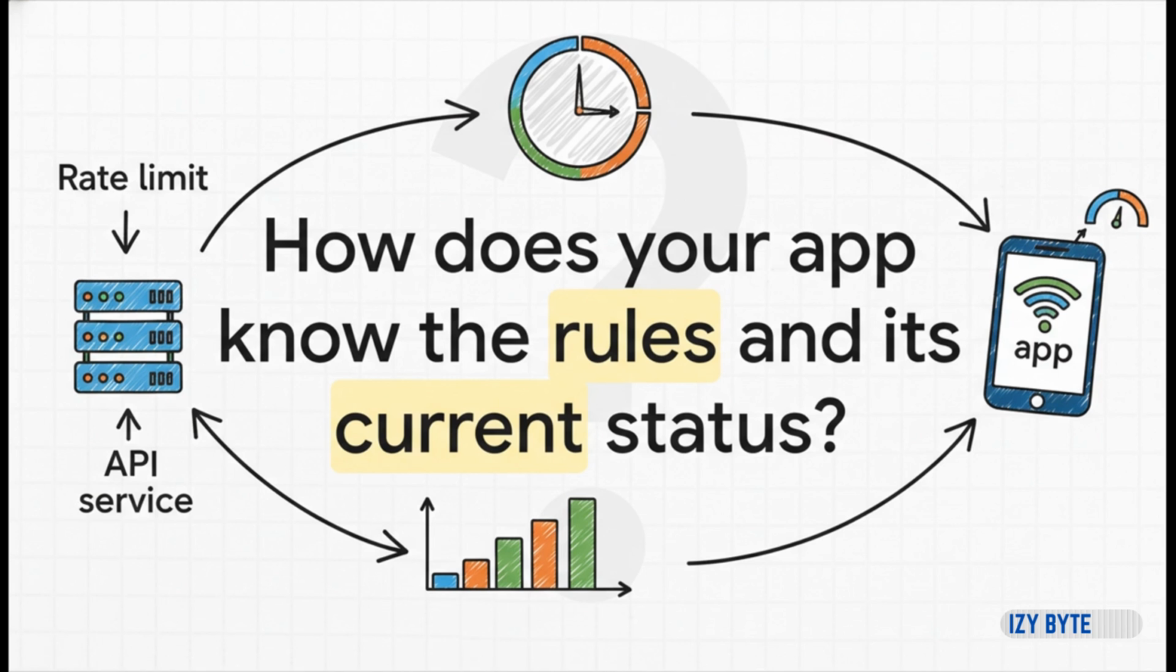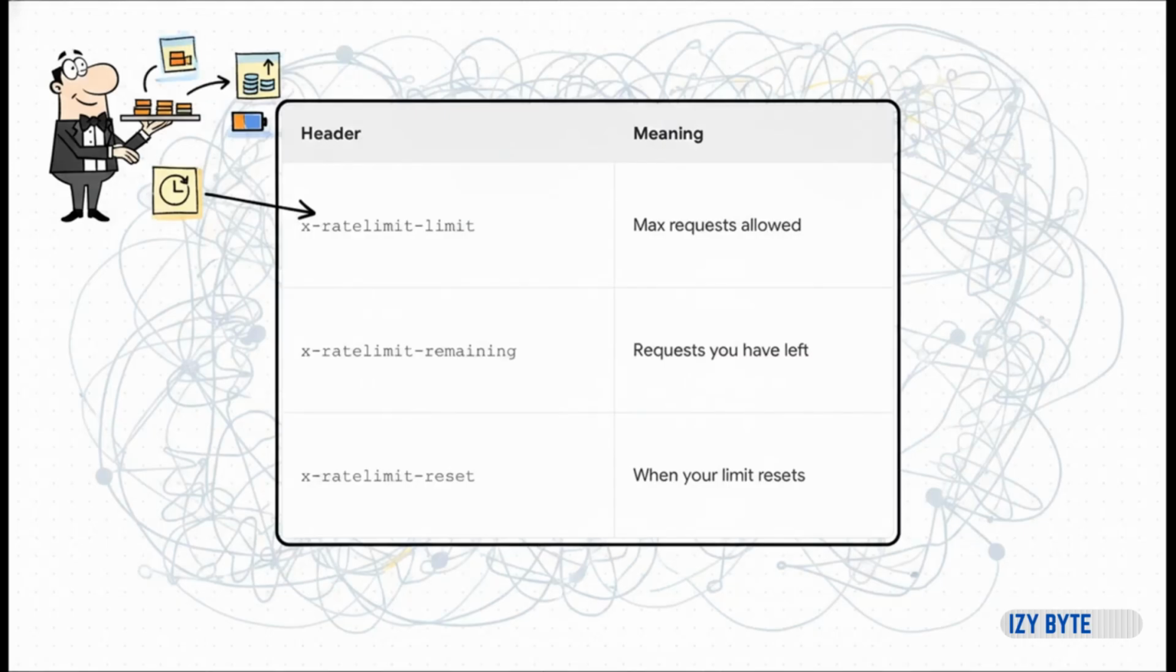Well, luckily, the API service communicates this information directly with every single response it sends back. It does this using something called HTTP headers. The easiest way to think of them is like a little sticky note the waiter attaches to your order. These headers tell your app everything it needs to know. Limit is the total you're allowed, remaining is how many you have left in your allowance, and reset is the exact time when your counter goes back to 0.